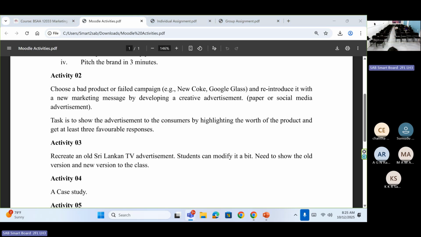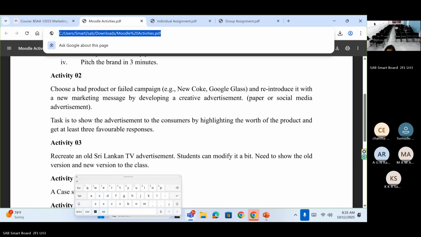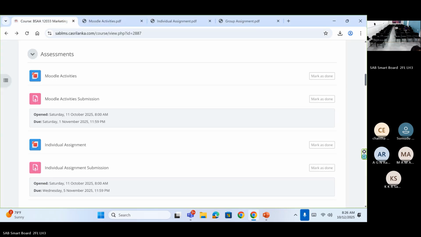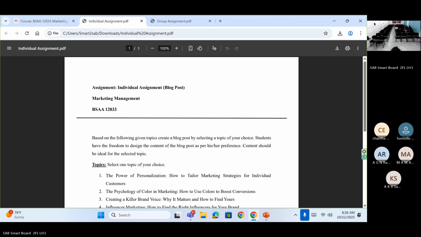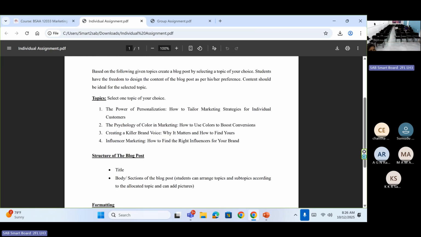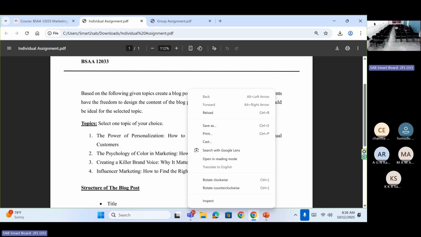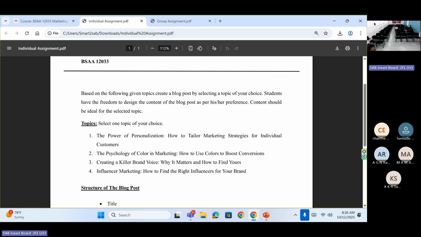then the individual assignment. Here you have to prepare a blog post, right? I will show you some samples later. So the blog post, you can prepare in a Word file, or else if you know any other tools or software, you can prepare it. A maximum of 2 pages will be enough.